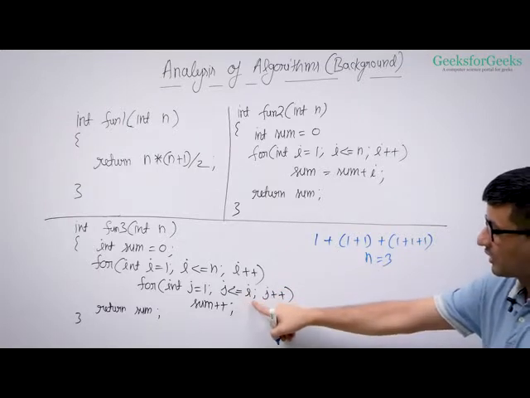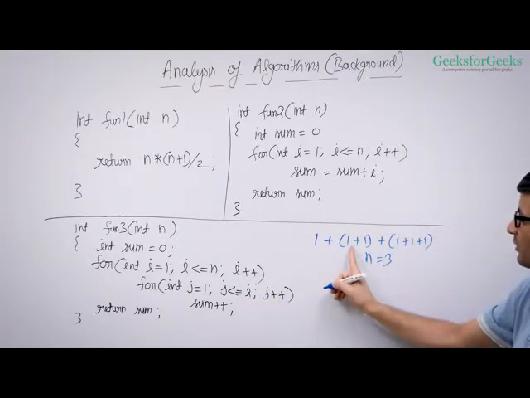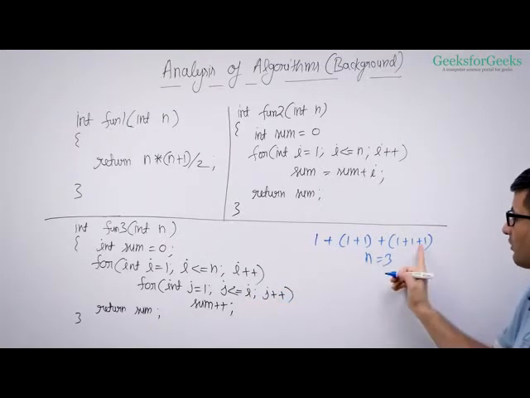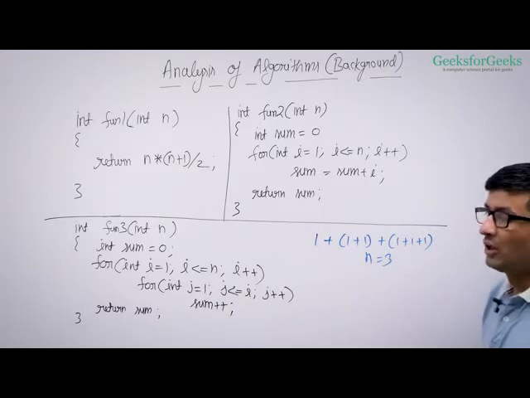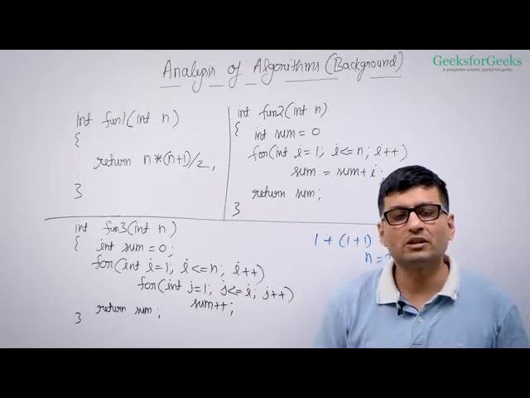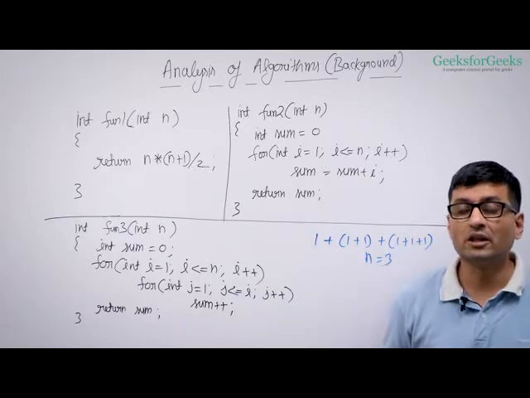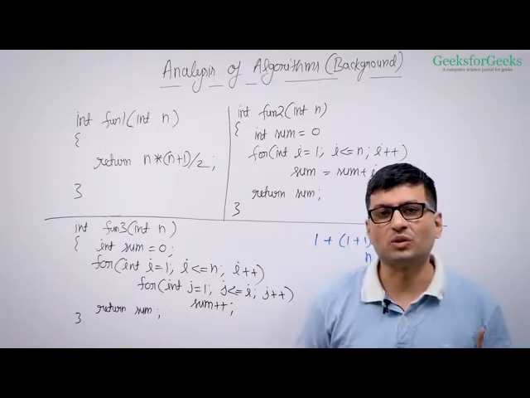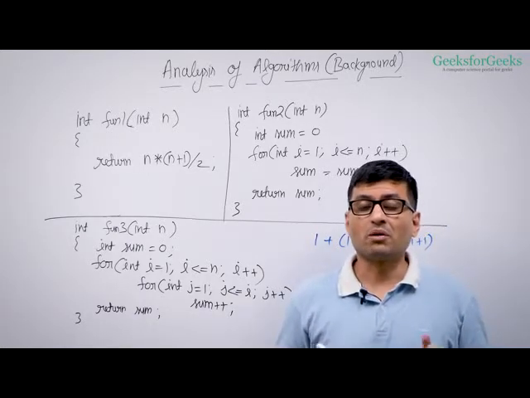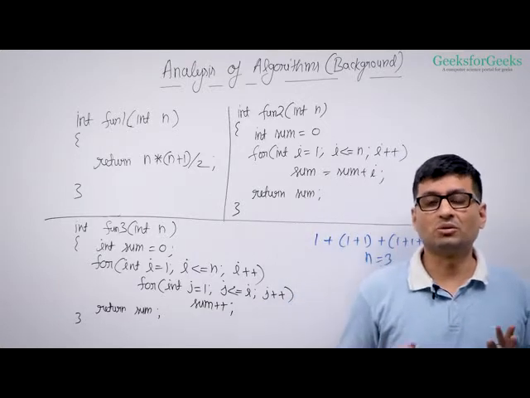For i equal to 1, this inner loop runs 1 time. For i equal to 2, this runs 2 times. For i equal to 3, this runs 3 times. So there are 3 different programmers who have written 3 different functions. Now how do you decide which one is better? There are many factors which come into the picture.